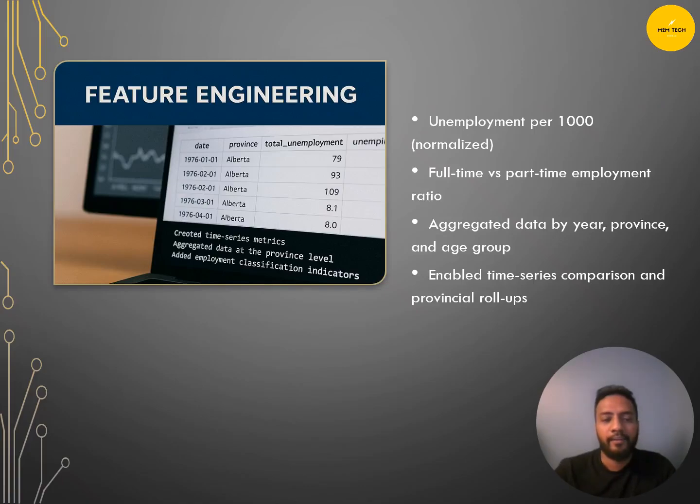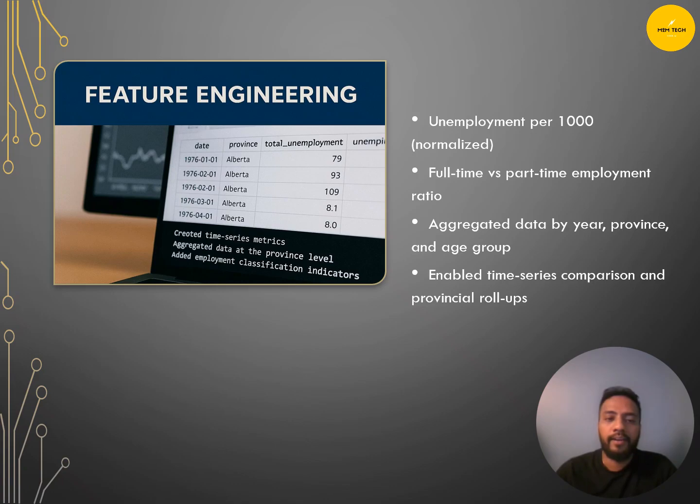To make the data more meaningful, I added some new features. One example is calculating unemployment per 1,000 people. This allowed fair comparison between provinces even if the populations were very different. I also created a ratio of full-time to part-time jobs to track how employment types have changed.